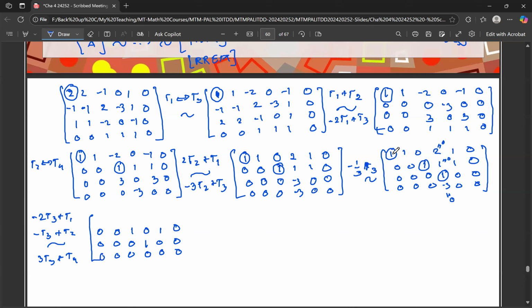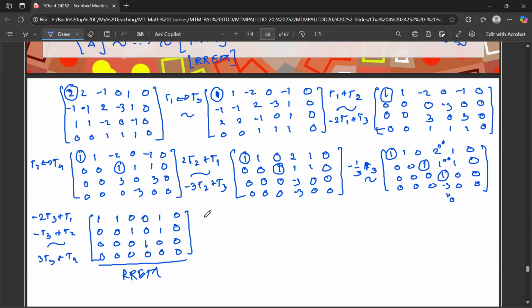And in the first row we have 1, 1, 0, 0, 1. Okay, we have this result. This is the final step to get the reduced row echelon matrix. This is the condition of a reduced row echelon matrix.